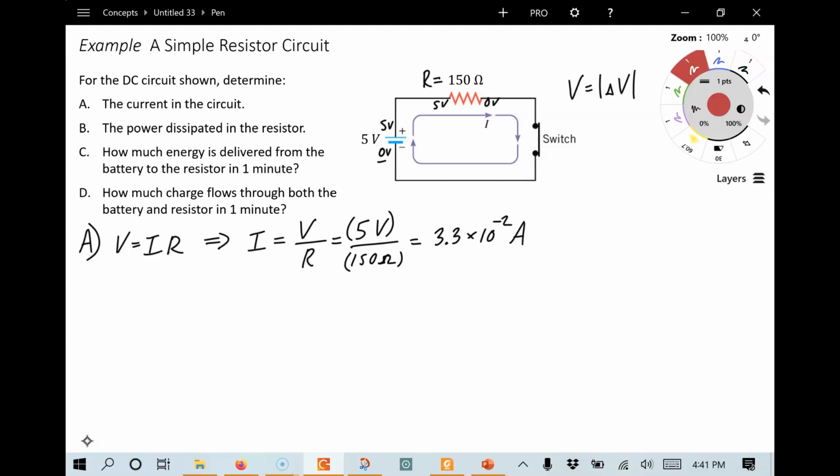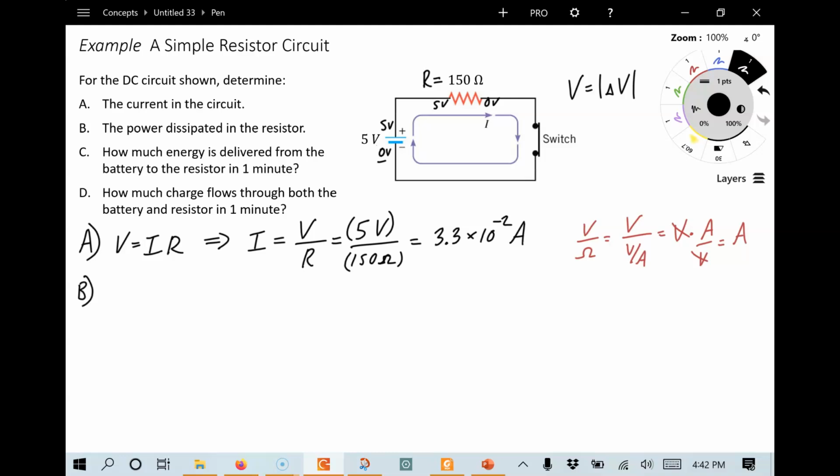Let's double check real quick to see if this makes sense. So we've got a volt divided by an ohm. It turns out that an ohm, if we look at Ohm's law, is equal to a volt per amp. That means we're going to multiply by the reciprocal here. And we do indeed get amps as we expected. All right, let's look at Part B.